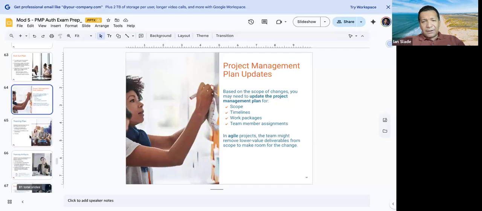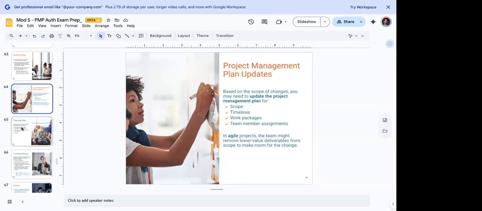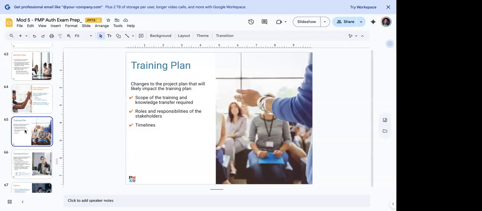Project management plan updates: as there are things that are approved, you would want to update the plans with scope, timelines, resources. And for Agile, this would be looking at your product backlog, right? Moving things up or down depending on your backlog reprioritization. And again, for the test, who does the backlog reprioritization? Is it product owner or project manager? Product owner. Thank you.